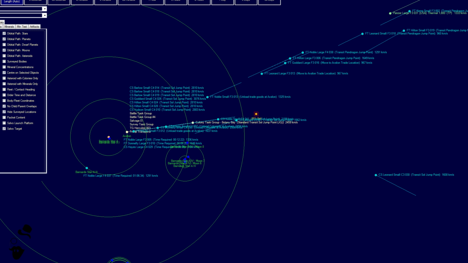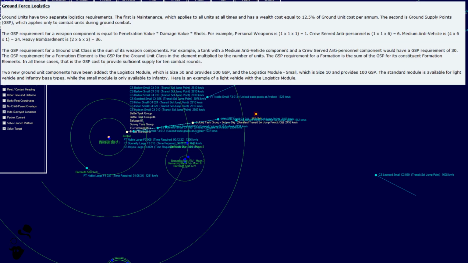Yesterday we talked about designing and organizing ground units and formations. Today we're going to talk about probably one of the bigger elements within ground forces itself, and that changes exactly how combat plays out, specifically logistics.